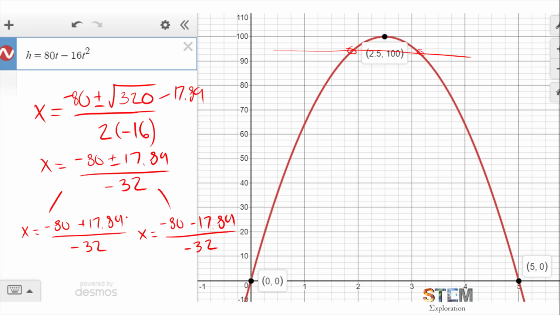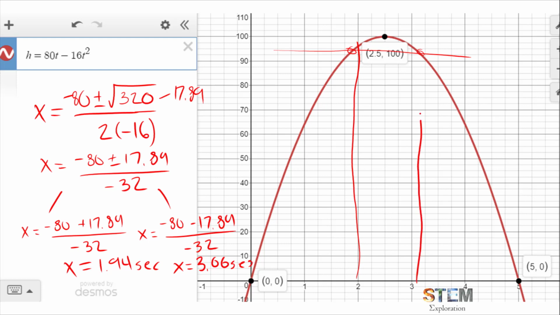And if we solve for the solutions of these, we will find that this will equal 1.94 seconds after it's simplified, and this is equal to 3.06 seconds after simplification. And if we check in correspondence with the graph here, yep, that matches up pretty closely. Those line up with those values really well. So these are your solutions for the toy rocket and when it will reach that value.